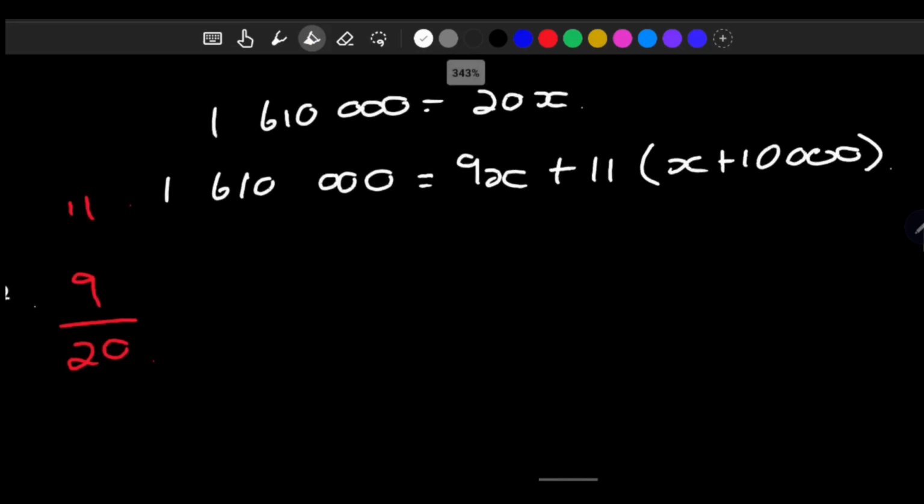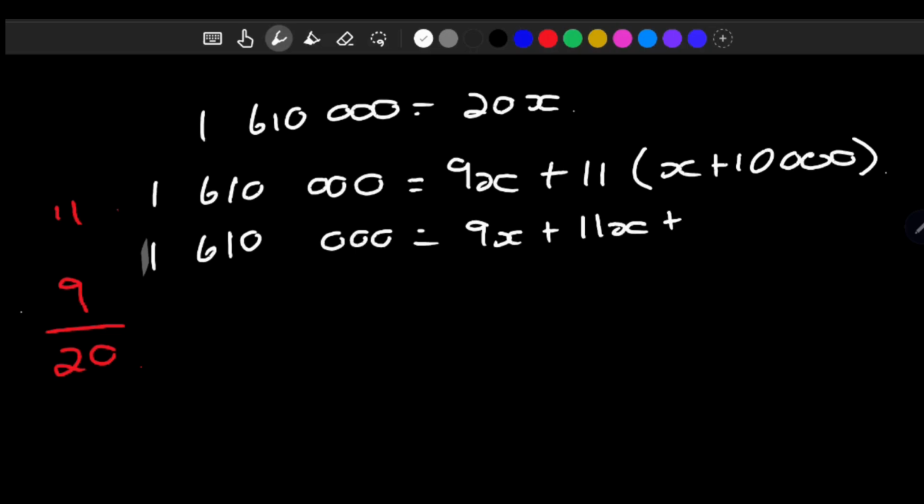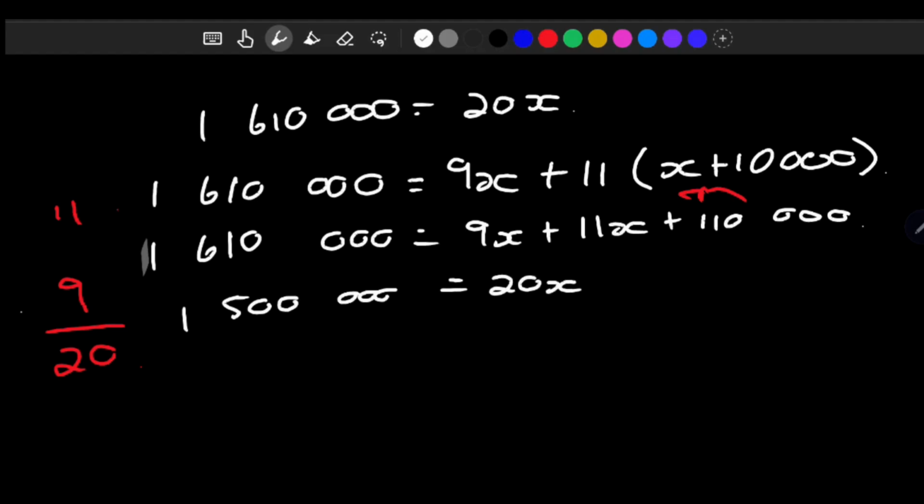From here on we can just attack this the way you would do normal algebra, right? So 1,610,000 equals to 9x plus 11x plus 110,000, right? So you're going to take 110,000 to the other side, and it's going to become subtraction, so that's going to be 1,500,000 equals to 20x, right? 9x plus 11x.